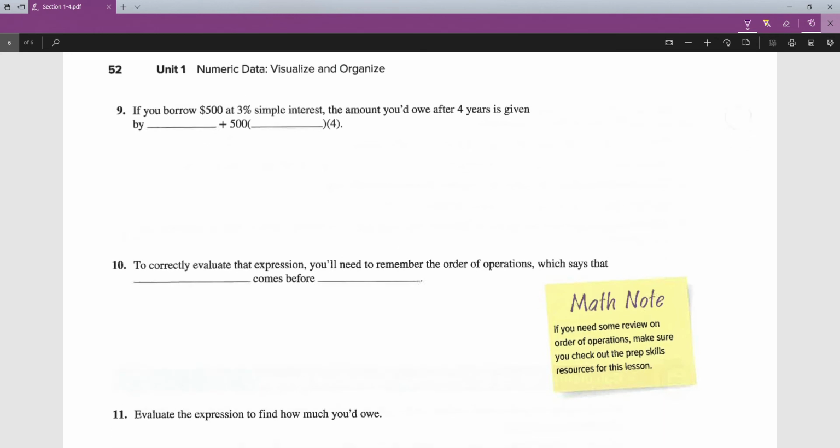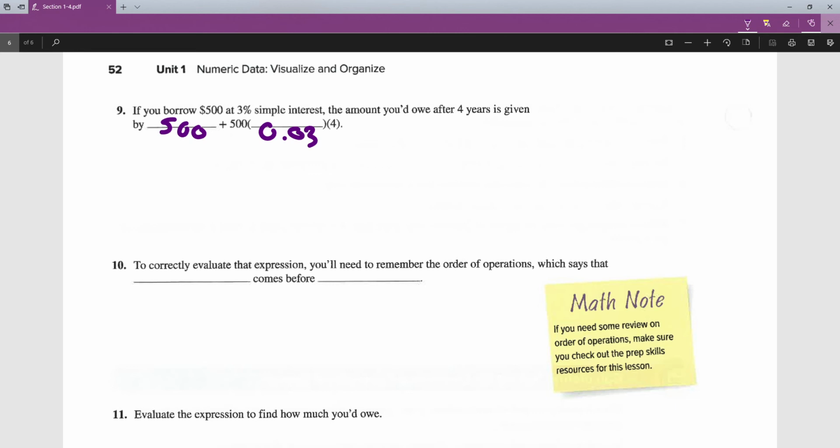They're going to have us work with this a little bit. Number 9 says if you borrow $500 at 3% simple interest, the amount you'd owe after 4 years is given by the expression. How much did we borrow to start with? Well, we borrowed $500. And what is the interest rate? 0.03. Make sure you do know how to convert percents into decimals. 3% is 0.03, not 0.3. That would be 30%.